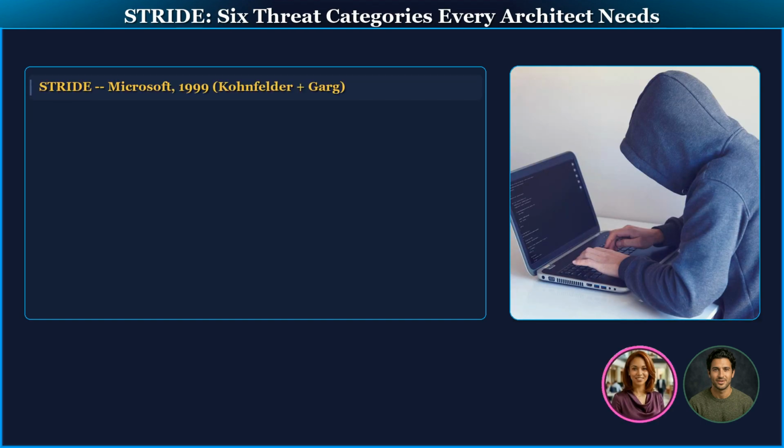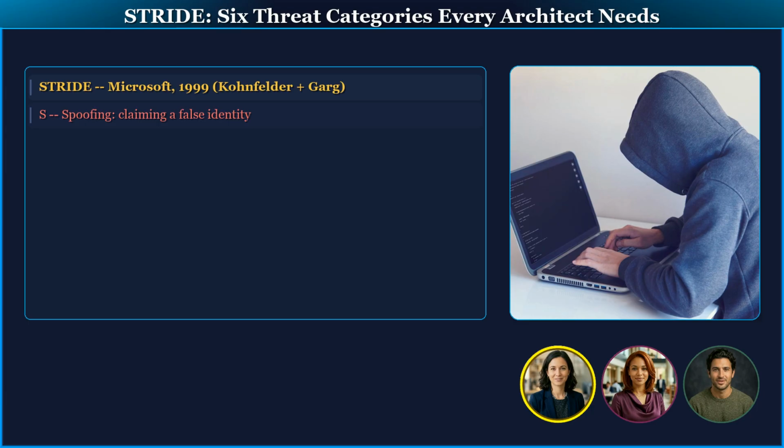STRIDE is 6 threat categories, 1 acronym, and the most widely tested threat modeling framework on the CISSP exam. Microsoft engineers Loren Kohnfelder and Praerit Garg published it in 1999, and it has been the industry reference ever since. Spoofing is the S: an attacker claims to be someone or something they are not. Think IP spoofing, forged email headers, or stolen session cookies. The countermeasure is authentication. Verify the identity claim before trusting it.